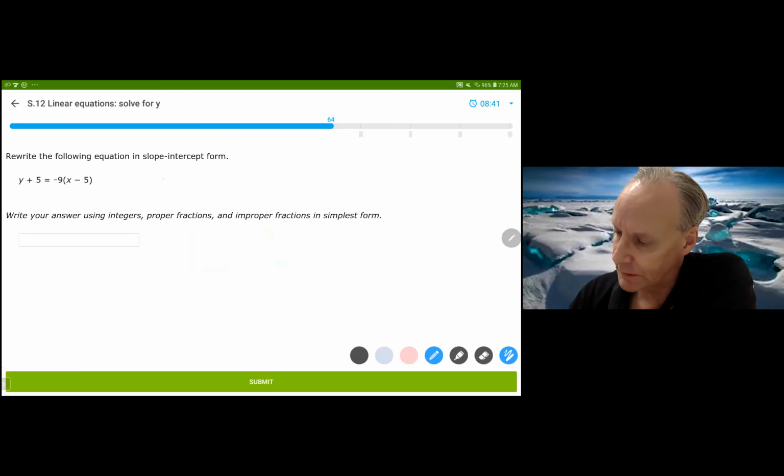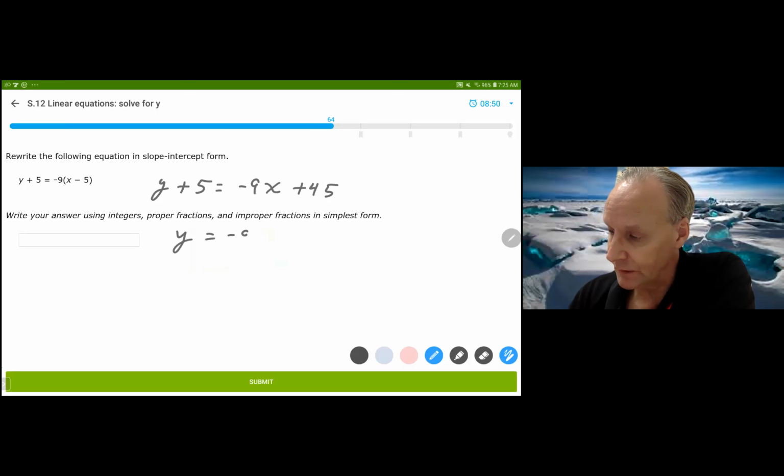Distribute the negative 9. We get y plus 5 is equal to negative 9x plus 45. Should be pretty good at this by now. y is equal to negative 9x plus 40. And we're done.